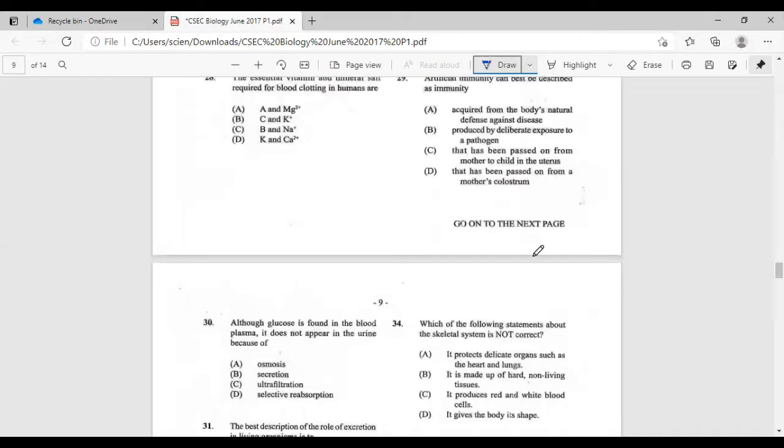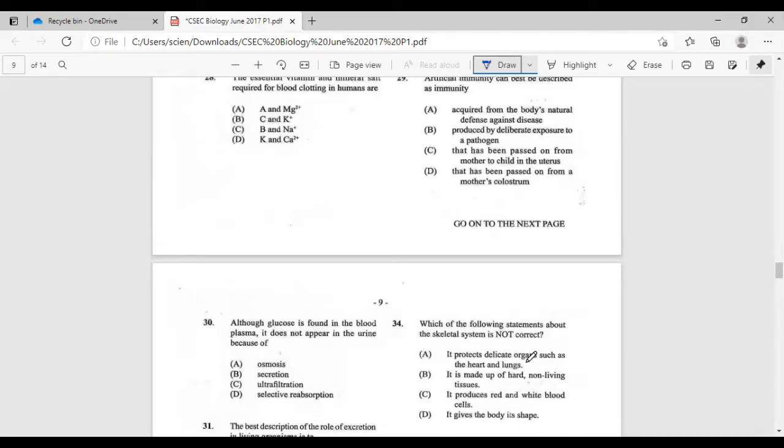Question 34. Which of the following statements about the skeletal system is not correct? So we have A, it protects delicate organs such as the heart and lungs. B, it is made up of hard, non-living tissues. C, it produces red and white blood cells. D, it gives the body its shape.